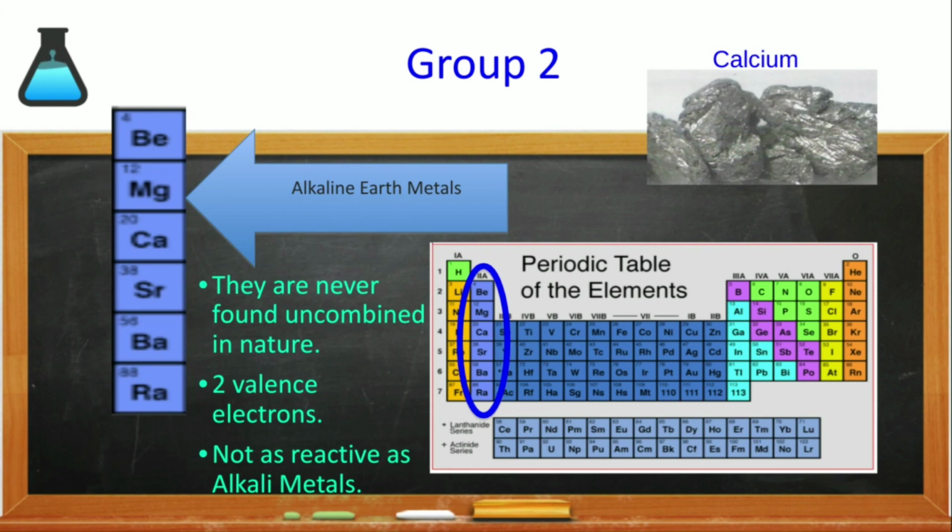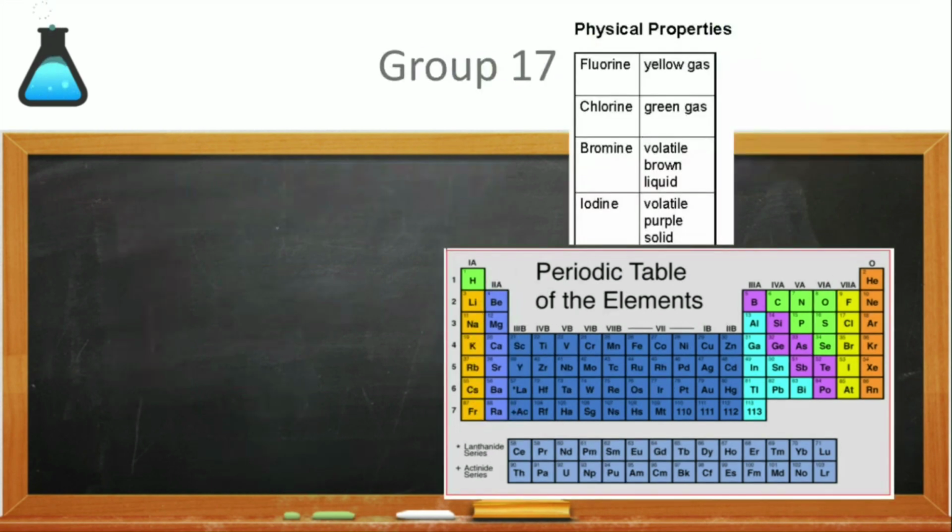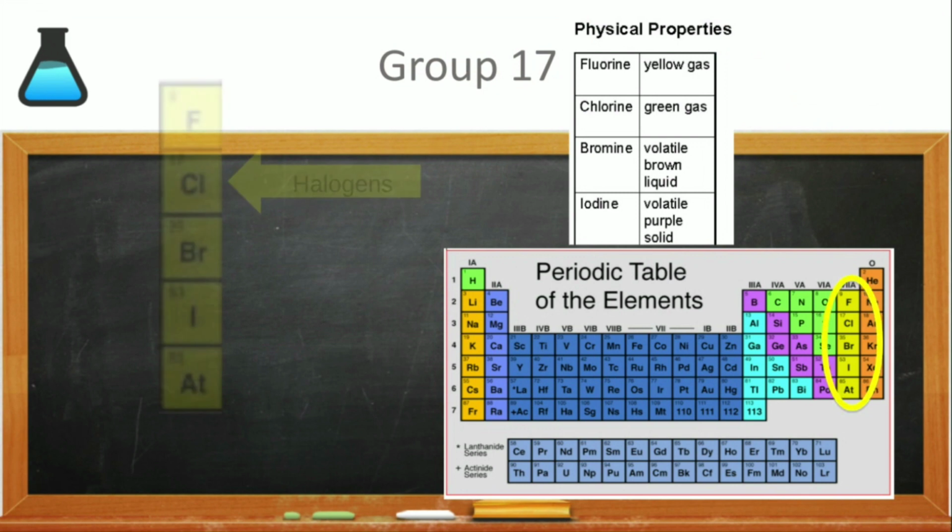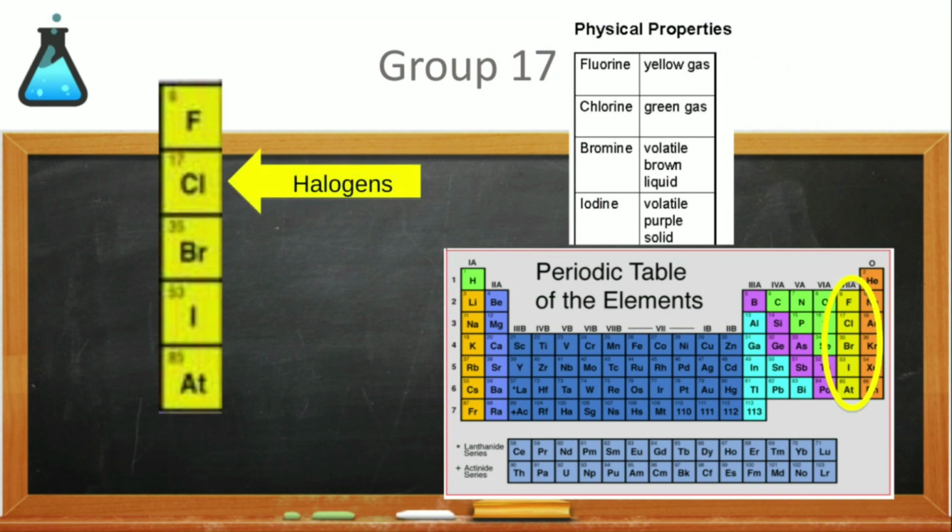Now, group number 17 are called halogens. Most stage lights use halogen gases because they burn very bright. Incidentally, though, they also could burn very hot.